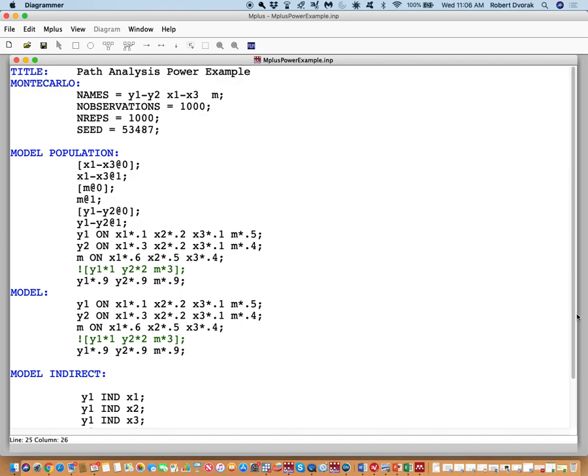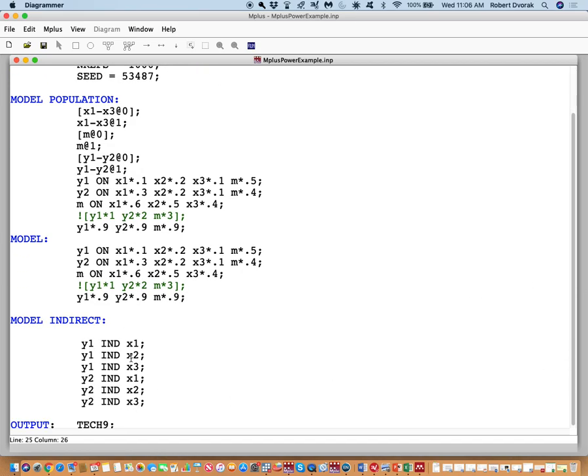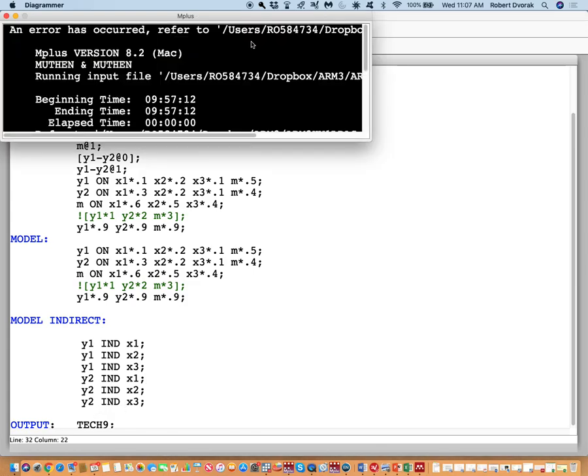Okay, and then in model indirect, we just lay these out here. Also, this is probably not in yours. I don't think I added model indirect to your guys's, right? Oh, it is in there? Okay, good. And I have Tech 9 down there. Don't worry about that for right now.